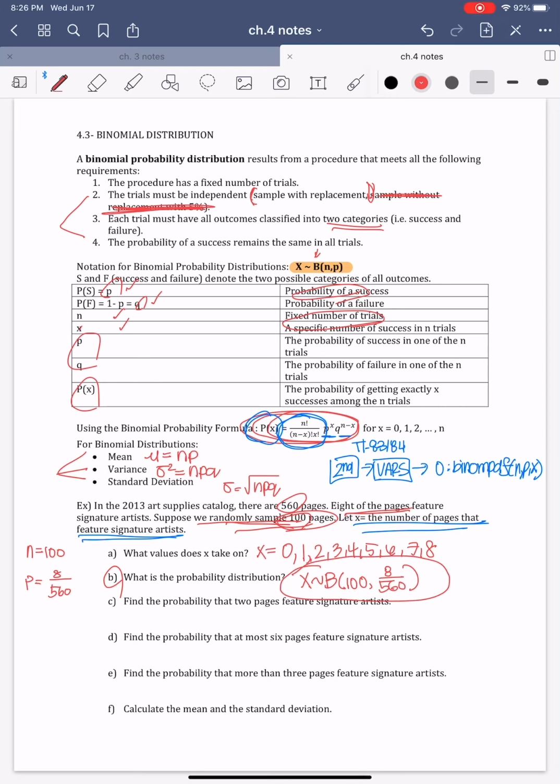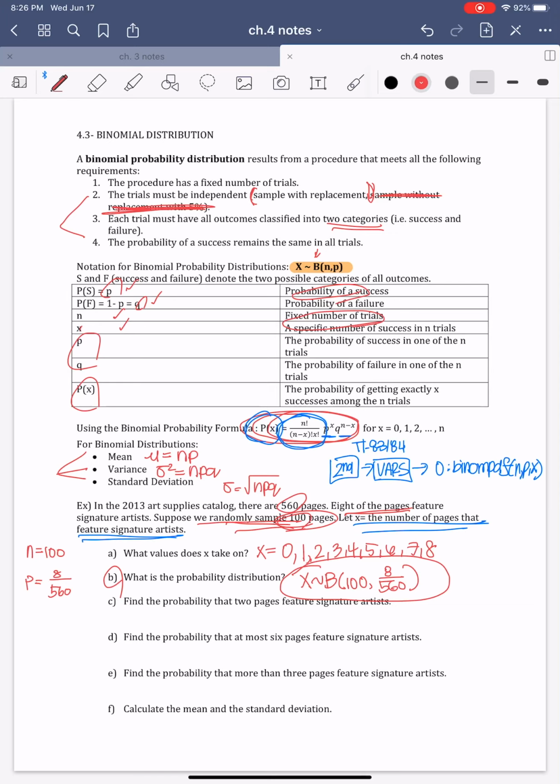Now if I give you this whole notation, it's already telling you a lot of information. It's a binomial distribution. The first number that you see, 100, always represents the n. So it's a sample size of 100, and the success rate is 8 out of 560. Find the probability that 2 pages feature signature artists.